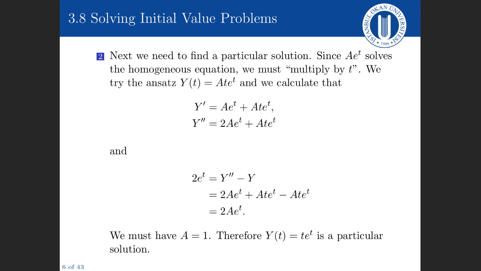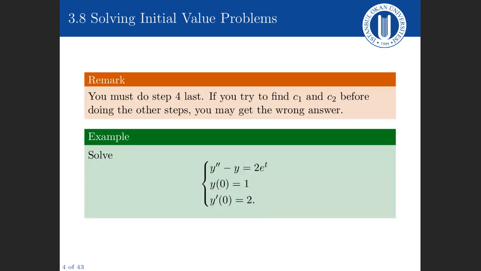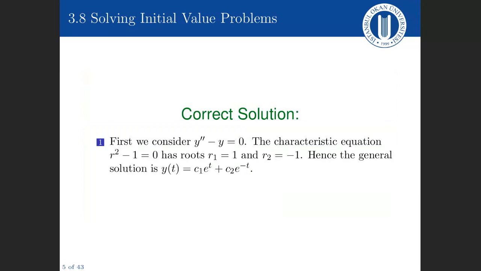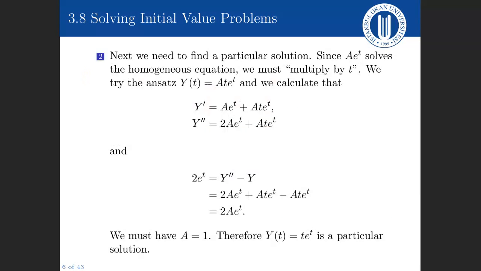Step 2, we need to find a particular solution. We go back. Here is the function we're looking at. It's a number 2 multiplied by e to the power t. So our first guess should be some number multiplied by e to the power t.